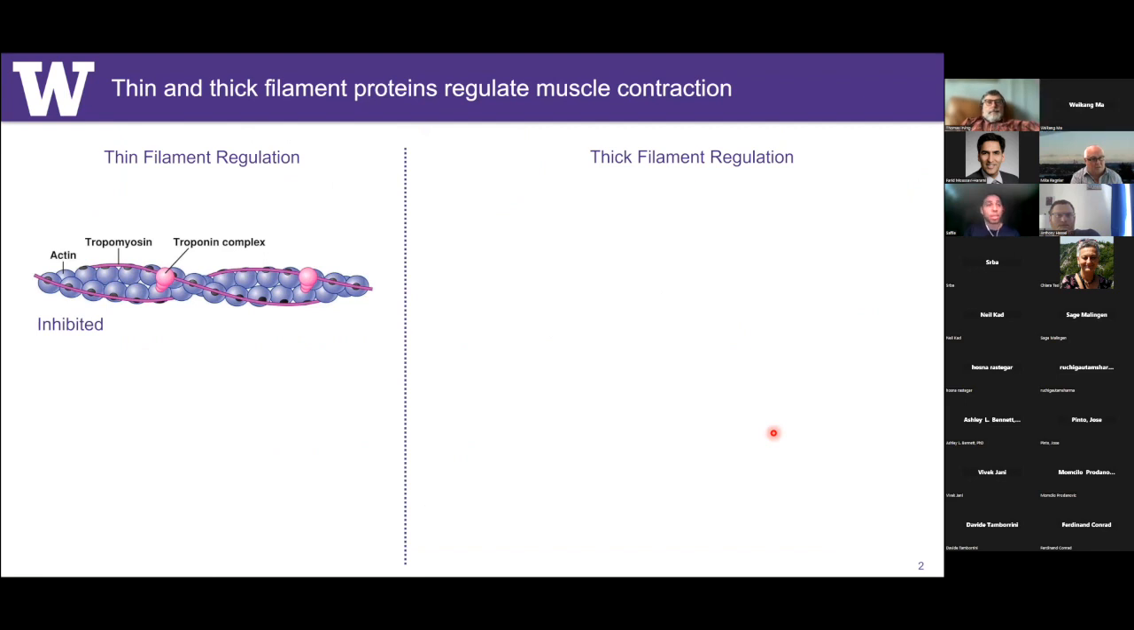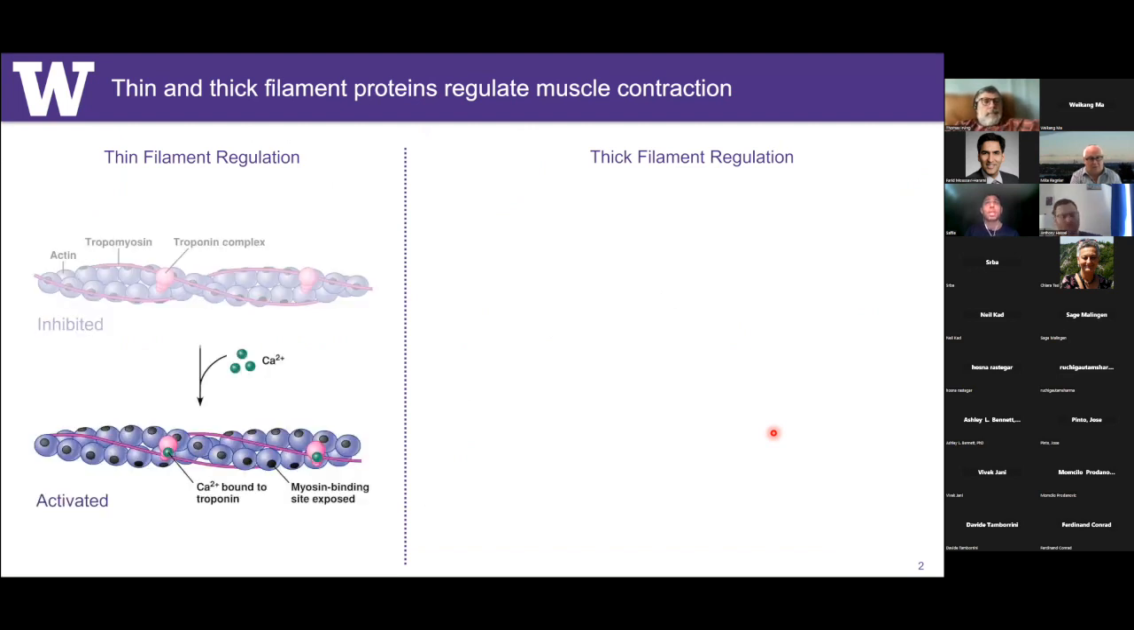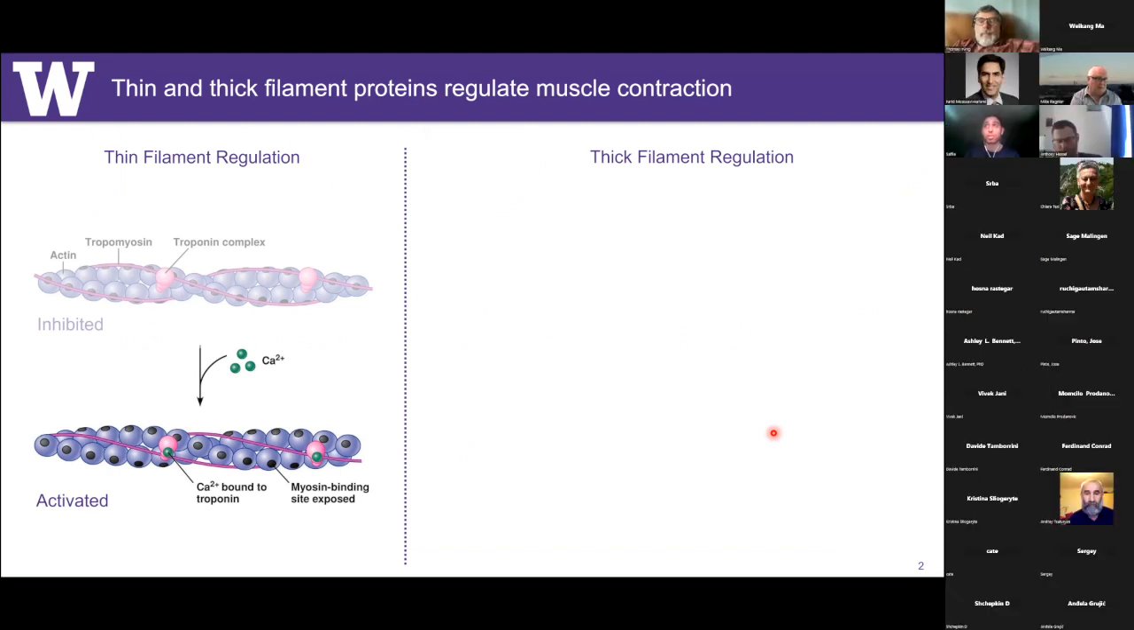As described by Weikong and others before me, the sliding filament theory is the fundamental principle behind muscle contraction and is regulated by protein interactions on both the thin and thick filaments. Briefly, thin filament regulation is significantly controlled by calcium binding. In an inhibited state, there is no calcium, and tropomyosin blocks the active myosin binding sites on actin. This means that myosin is unable to bind to actin and pull the actin filament towards the center of the sarcomere. In the presence of calcium, however, and in the activated states, calcium binds the troponin complex and transposes tropomyosin, revealing the myosin binding sites on actin.